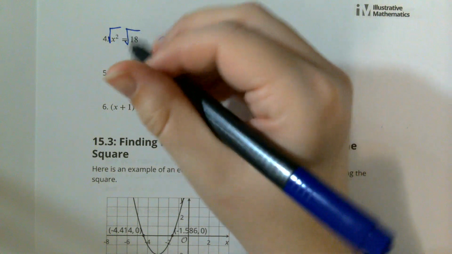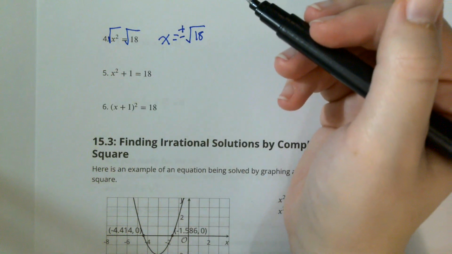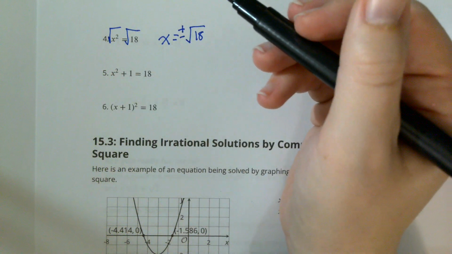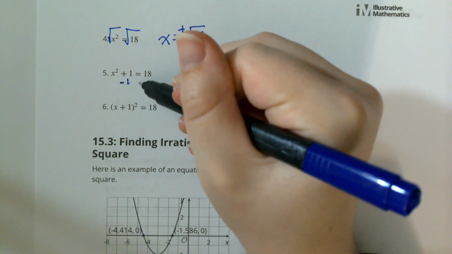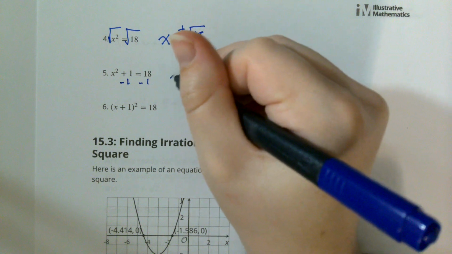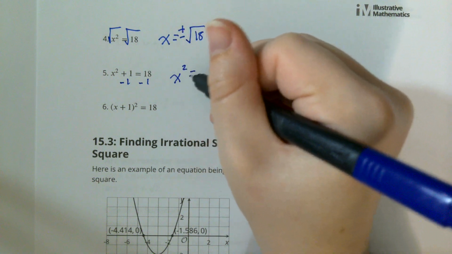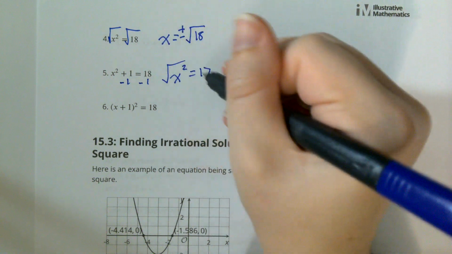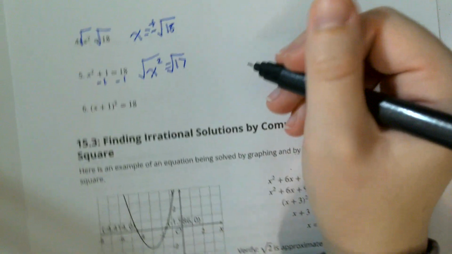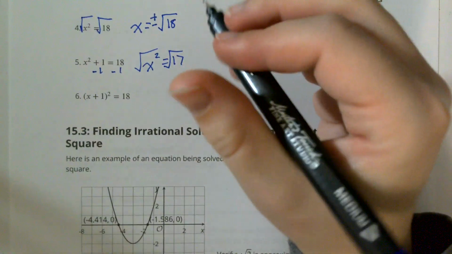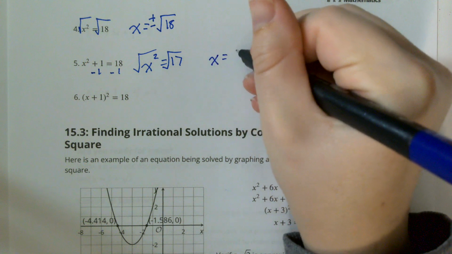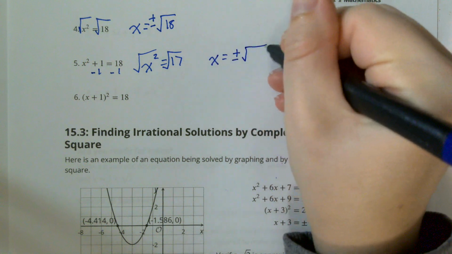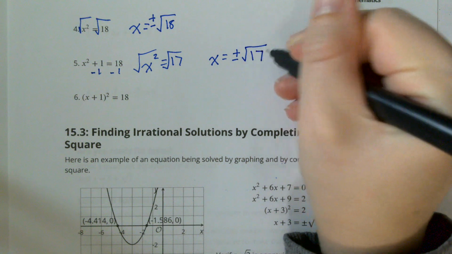Okay. Number 5, x squared plus 1 equals 18. Again, if we just get all of our constants on one side, we can have x squared equals 17. And then we can just square root both sides to get our answer. And again, we can't simplify the square root of 17. So I'm just going to say x equals plus or minus the square root of 17.